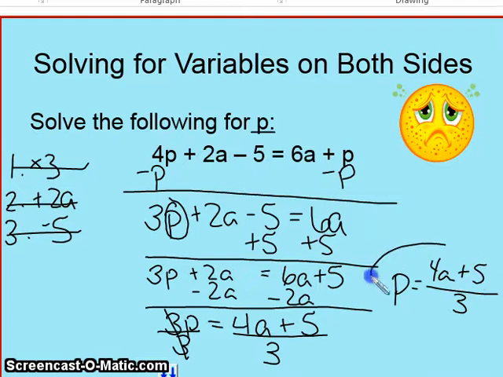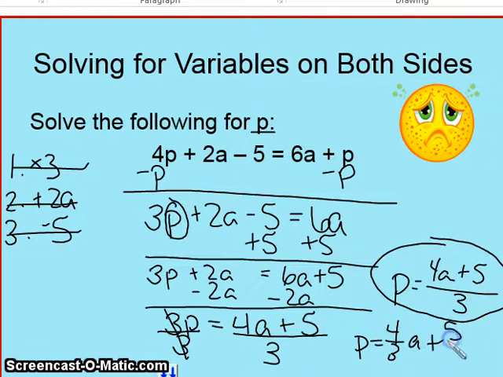Now, that's one solution. It's also possible to write the same equation, but instead of having everything over 3, I could divide each term by 3. So I could also say p equals 4a over 3, or 4/3 a, 4 divided by 3 times a, plus 5/3. And then if I had anything that needed to be simplified there, I would reduce, but I don't. So either of these are acceptable answers for p.